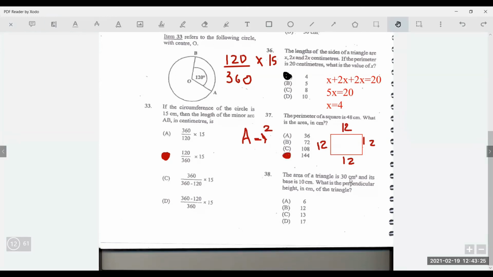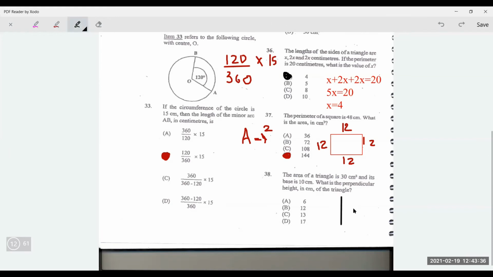The area of a triangle is 30 centimeters squared and its base is 10. What is the perpendicular height? And so they give us some triangle. I'm going to try to draw an accurate triangle.